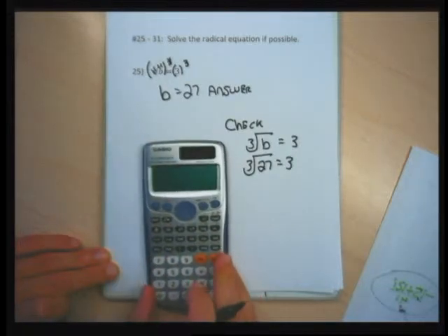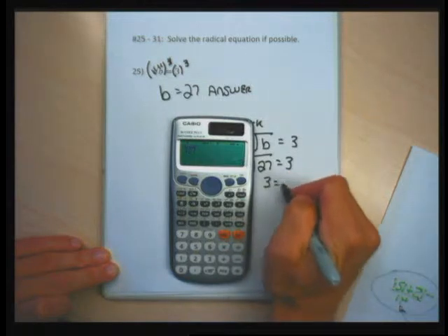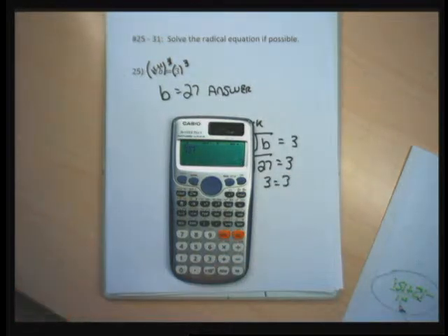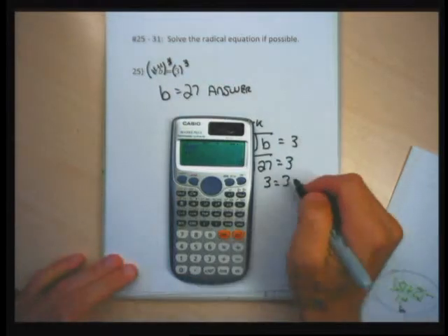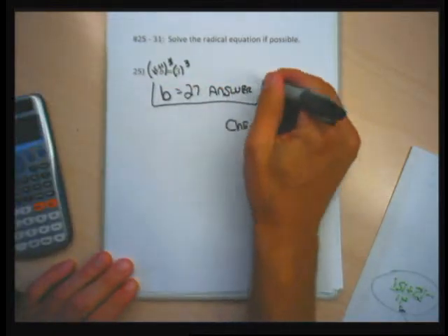and simplify. And when I do the cube root of 27 on my calculator, it tells me that when I plug my answer back into the original problem, I'm left with a true statement, and when that happens, I know my answer is correct. So the answer is 27. Checking is optional, but it's certainly not a bad idea to do.